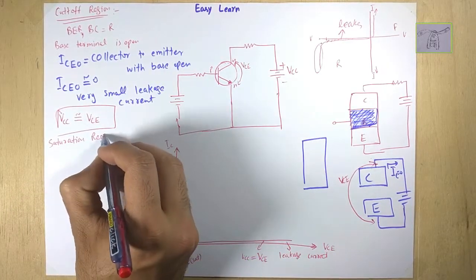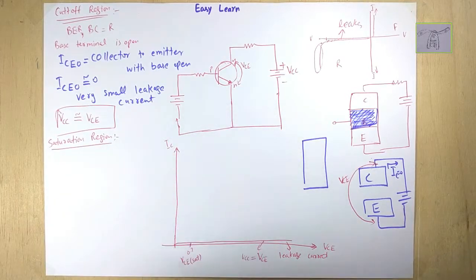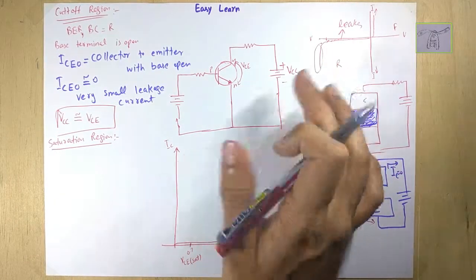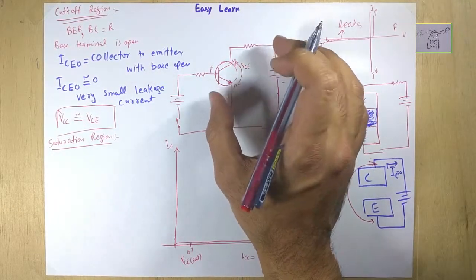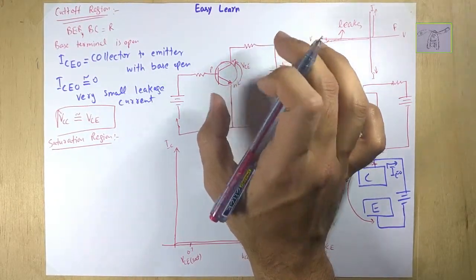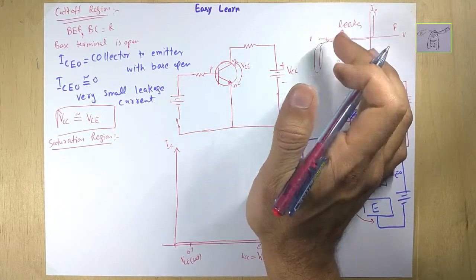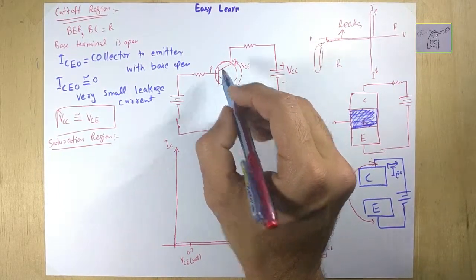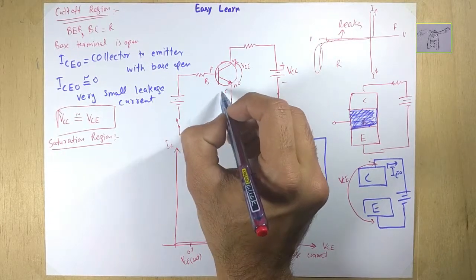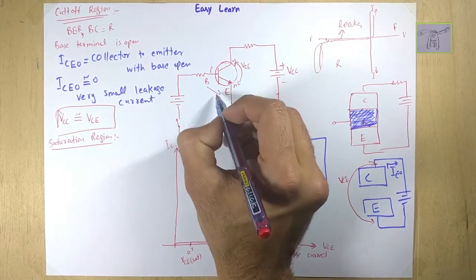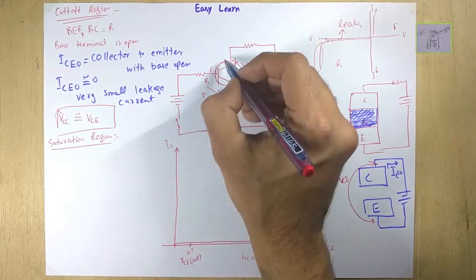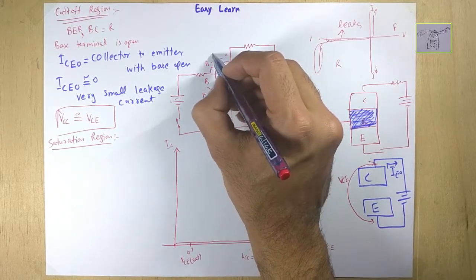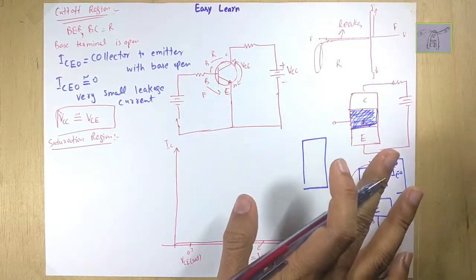What is the saturation region? Saturation region is a simple region. For example, let's start with this bipolar junction operating in a normal region. What is the normal or active region? Normal region is when the base-emitter junction is forward biased, and the base-collector junction is reverse biased. This is a normal situation.